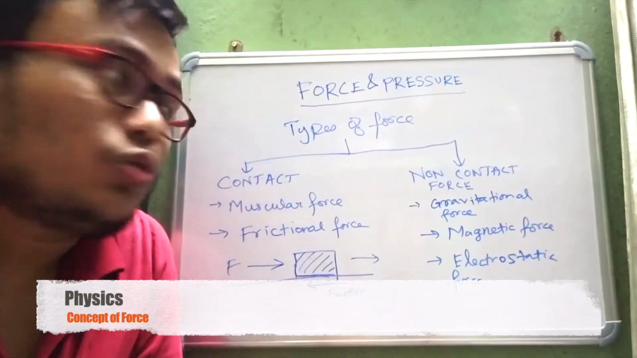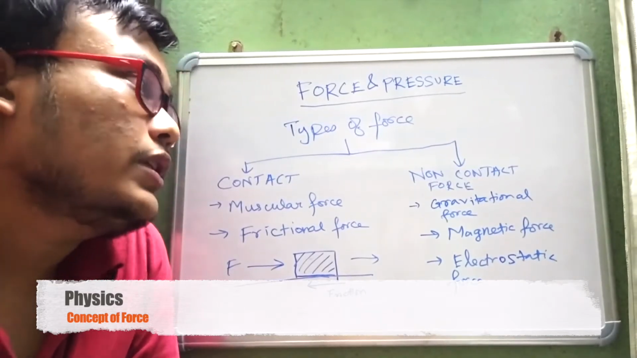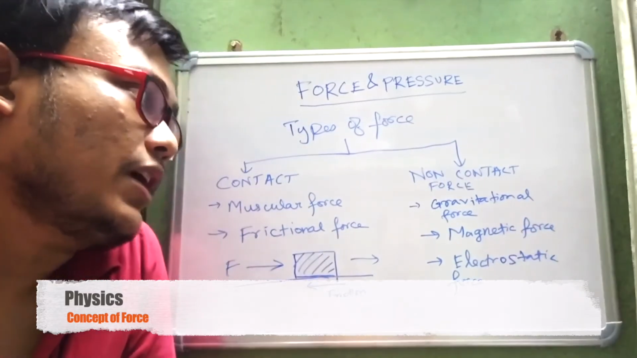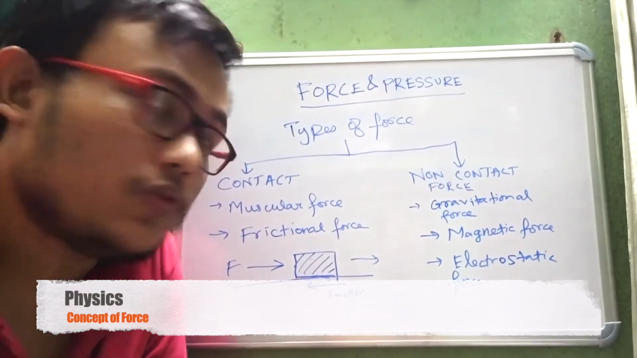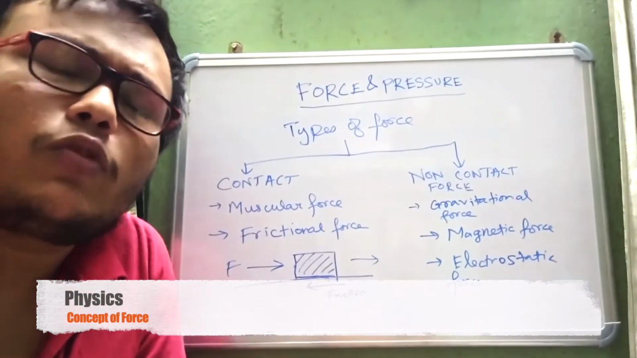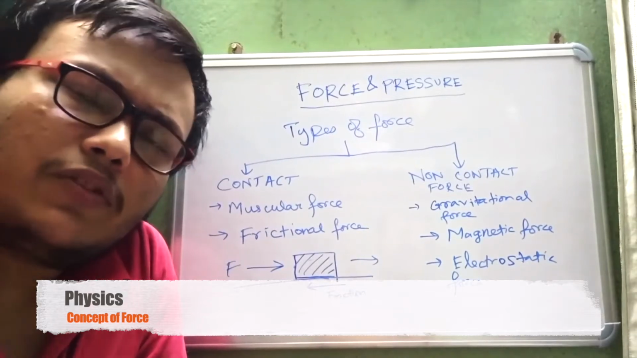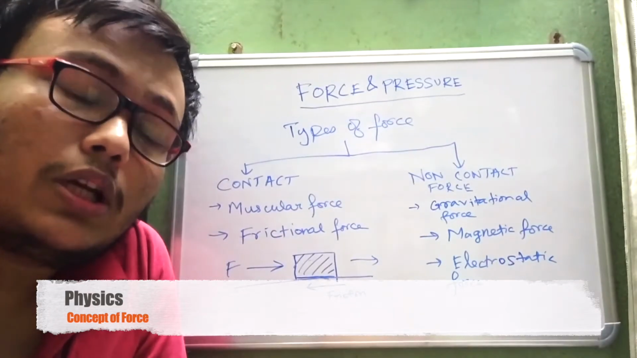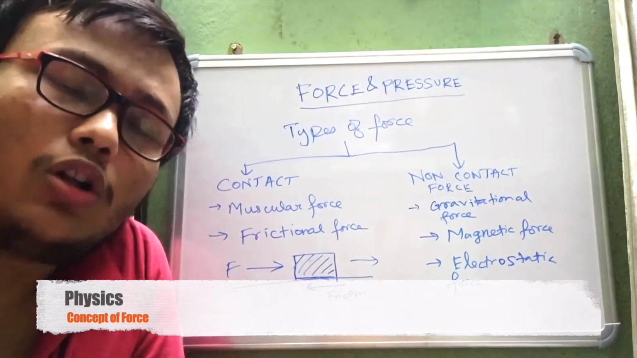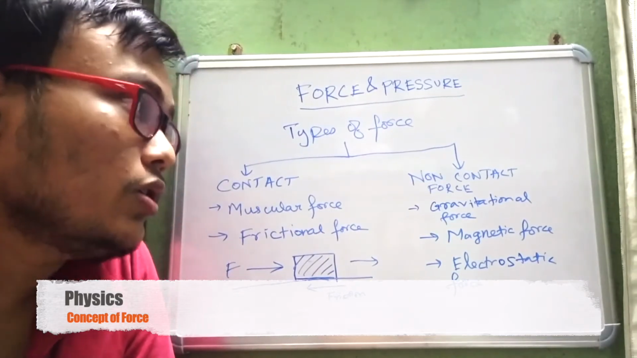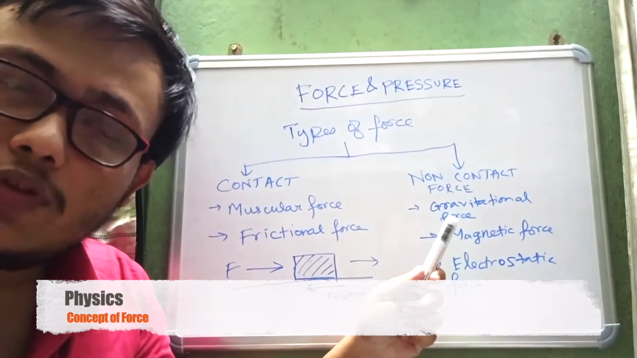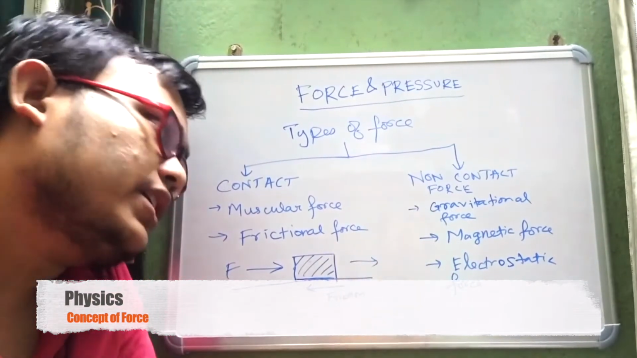Now we'll move on to the non-contact forces. There are three non-contact forces. One is the gravitational force, the other is the magnetic force, and the last one is electrostatic force. Now the gravitational force is the force with which the earth pulls everything towards its center. It is also the reason due to which all the planets revolve around the sun, because of the gravitational pull of the sun. It is a non-contact force and it is always attractive in nature.